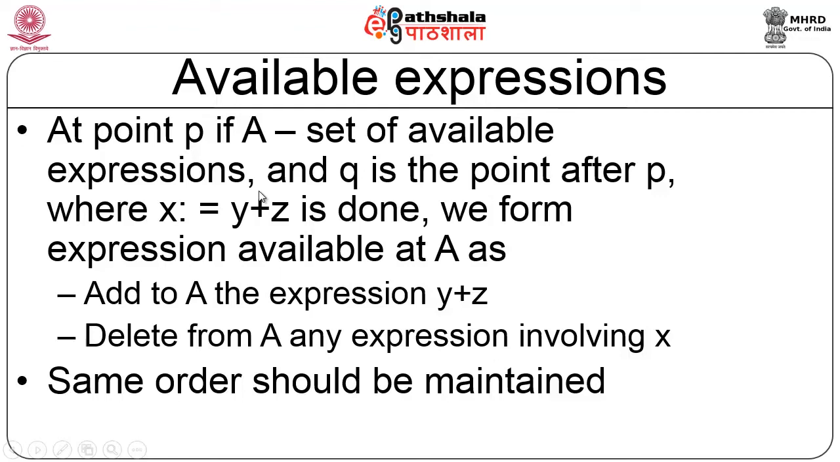So, you have a set of available expressions and Q is a point. For example, at point P you have something, and supposing at the next point Q you have this expression available. Now, at this point what we do is add y plus z to the available expressions list and then delete from A the expressions involving x as one of the operands.